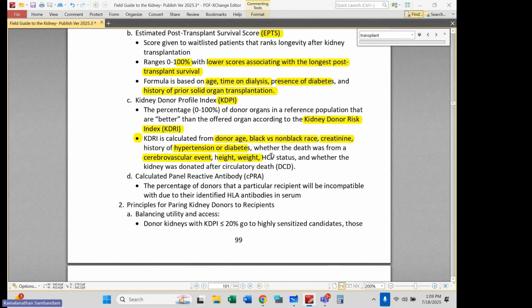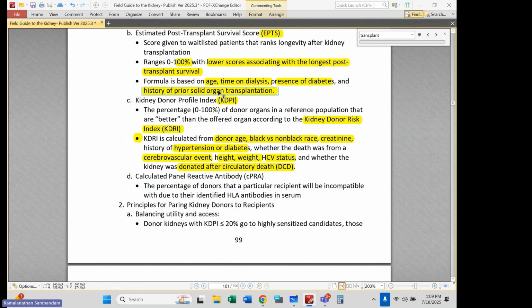Height and weight. Hep C status is no longer, I got to update this. Hep C status is taken out. This was a very recent change, I'd say within the last year. And then the donor after circulatory death, we'll talk about that on another day. Sometimes, again, we wait for the heartbeat to stop in the donor before procuring organs. Those were all attributes that feed into the kidney donor risk index.